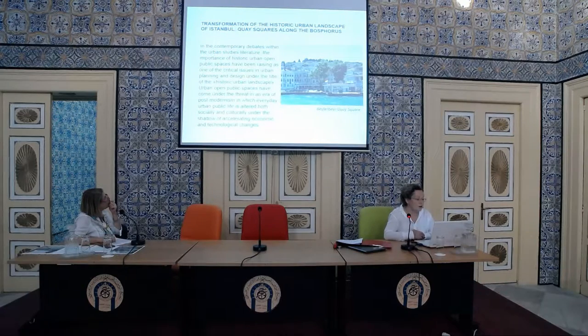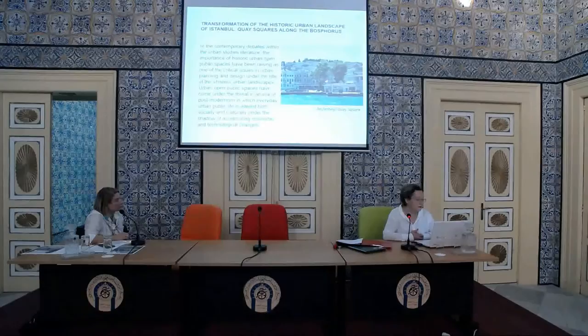In the literature, the importance of historic urban open public spaces has been rising as one of the critical issues in urban planning and design under the title of the historic urban landscape. Urban open public spaces have come under threat in an era of postmodernism in which everyday urban public life is altered both socially and culturally under the shadow of accelerating economic and technological change.